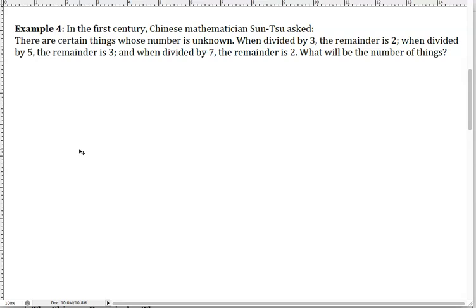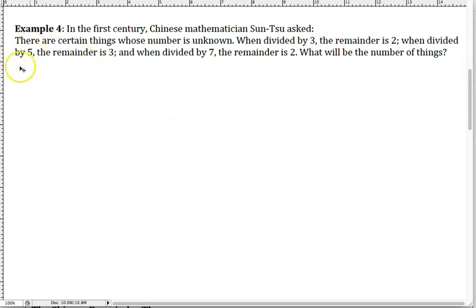So in the 1st century, Chinese mathematician Sun Tzu asked, there are certain things whose number is unknown. When divided by 3, the remainder is 2. When divided by 5, the remainder is 3. And when divided by 7, the remainder is 2. What will be the number of things?